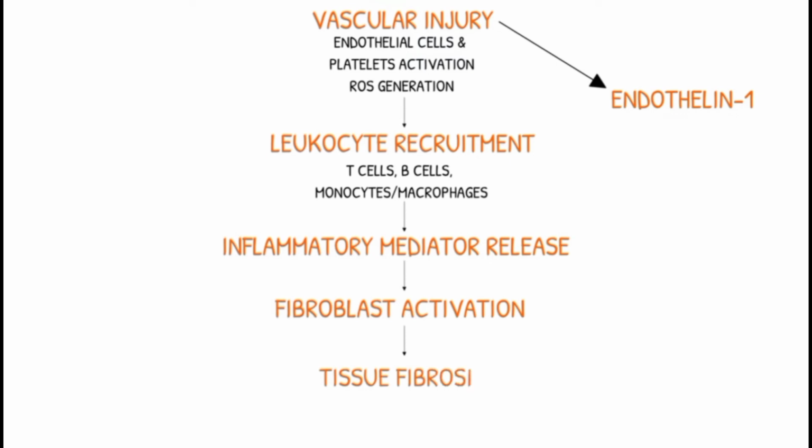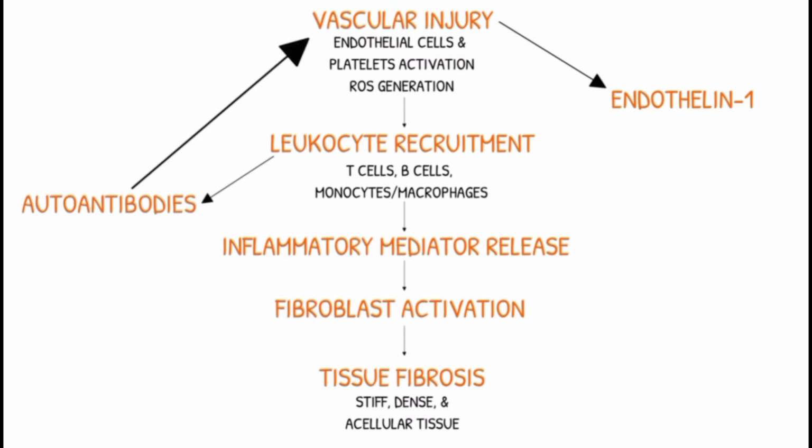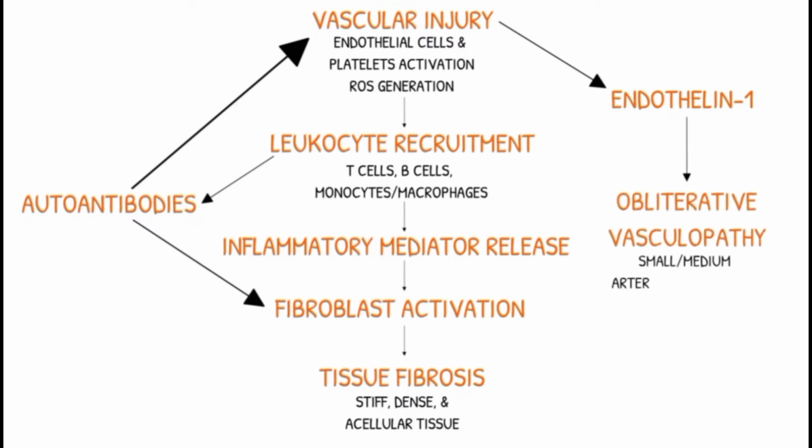Fibroblast activation eventually results in tissue fibrosis, which is the replacement of healthy tissue with dense, stiff, and acellular connective tissue. The B cells recruited earlier also produce autoantibodies which contribute to vascular injury and fibroblast activation. When endothelin-1 is produced, it leads to obliterative vasculopathy, which is the destruction of small and medium-sized arteries, then subsequently to tissue hypoxia. Tissue hypoxia also results in activation of fibroblasts and tissue fibrosis.